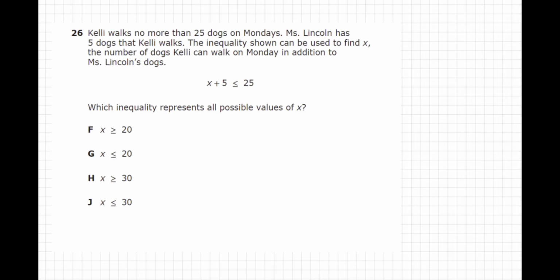Question number 26. We're given this equation, x plus 5 less than or equal to 25. Solve the equation, resulting in x less than or equal to 20. Therefore, G is the correct answer.